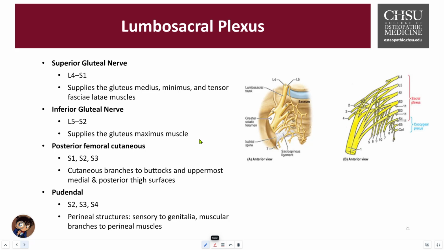Then we have the PFC, posterior femoral cutaneous. This one contributes to S1, S2, S3, and provides sensory innervation to the skin of the buttocks and also the upper regions towards the medial and posterior surfaces of the thigh.